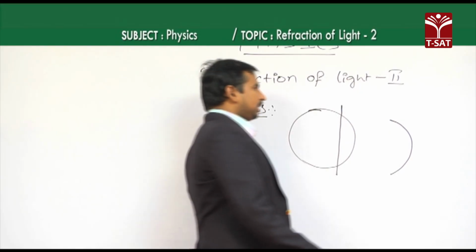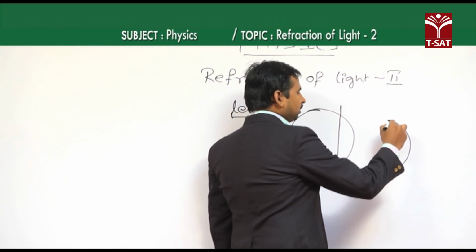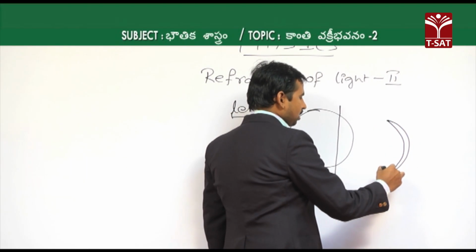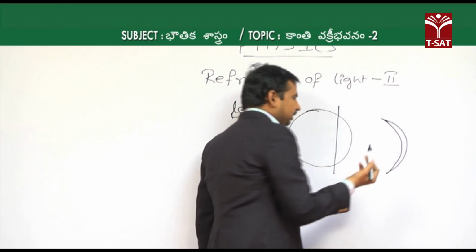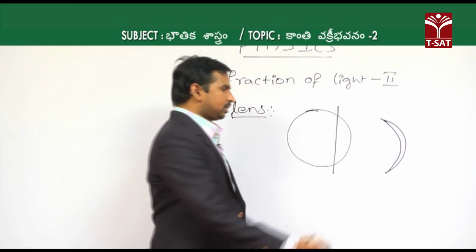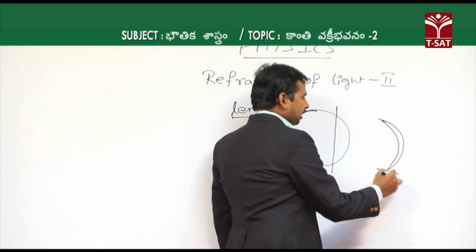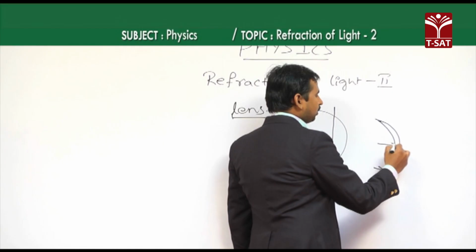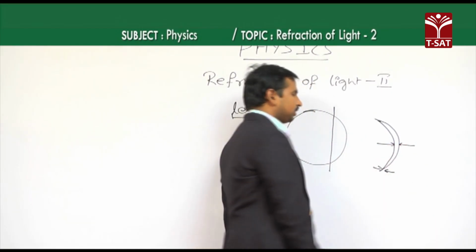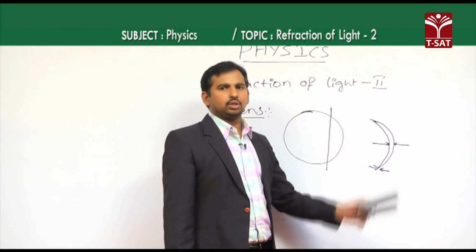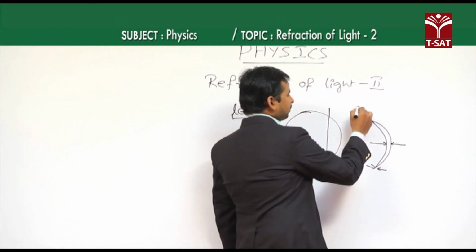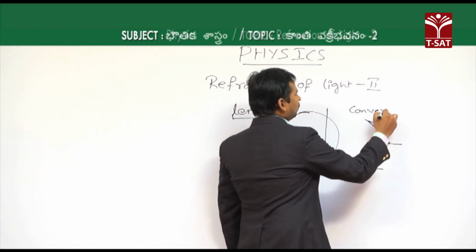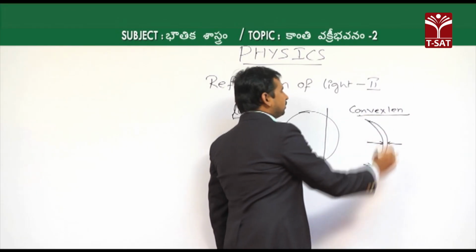When you take a lens like this, where the edges have less thickness, whereas in the middle there is more thickness, this type of lens is called a convex lens.